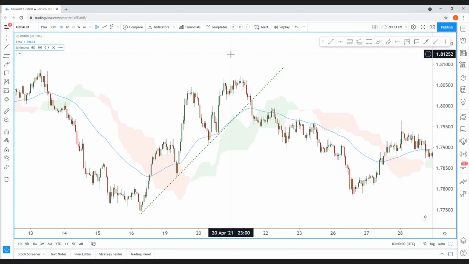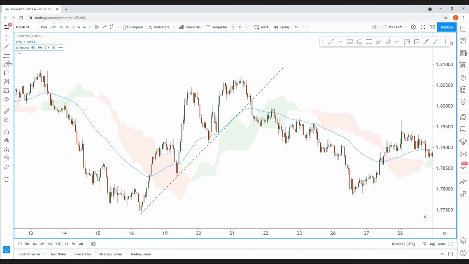Higher highs, higher lows, right? However, when it broke through the trend line, you can see that it is cutting through the Ichimoku cloud, right? It's cutting through the cloud base, and this is actually an alert that the trend is going to change, together with the break of the trend line, together with the break of our EMA.